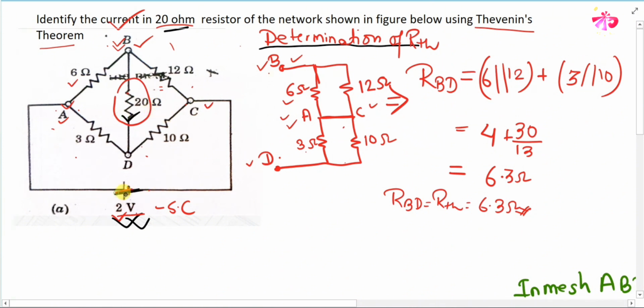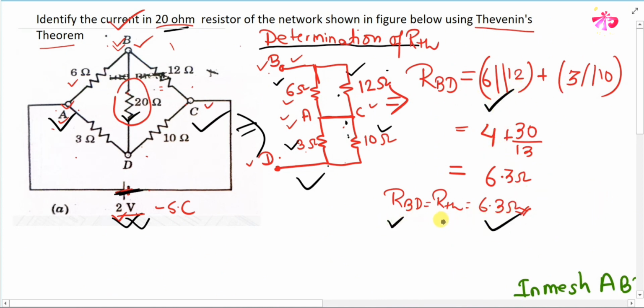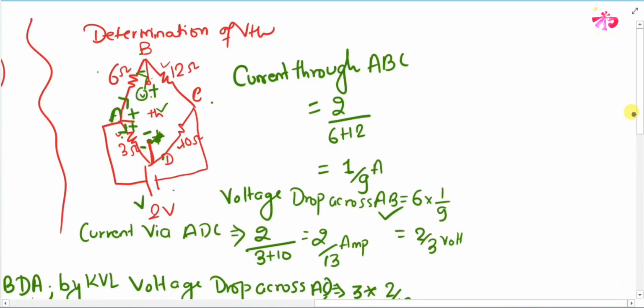While short circuiting the 2 volt source, we found that A and C will be the same point, a single point. That's why we drew the circuit in this way. After drawing the circuit in this simpler form, we can easily notice that 6 and 12 are in parallel, and then 3 and 10 are in parallel with each other. After that, these two combinations will be in series. So for that, we use this formula, and that's how we get the value of BD, which was RTH for the case.